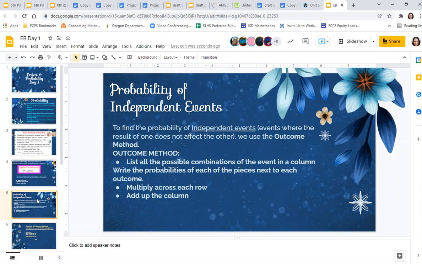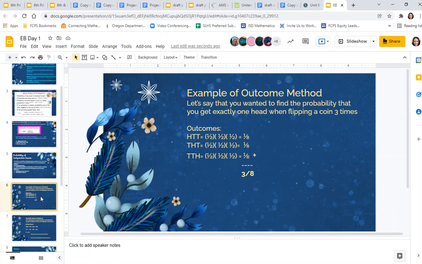All right, probabilities of independent events. To find the probability of independent events, which is when the outcome of one doesn't affect the outcome of the other, we use the outcome method. There's another method too, I'll show you both. So for the outcome method, you list the possible combinations of the event, and then if there's more than one way that you can have a success, you'll add them up. And then, you multiply for the different events, and then you add up the different ways. And that seems like a lot of words that don't make sense, so I'm going to show you the example.